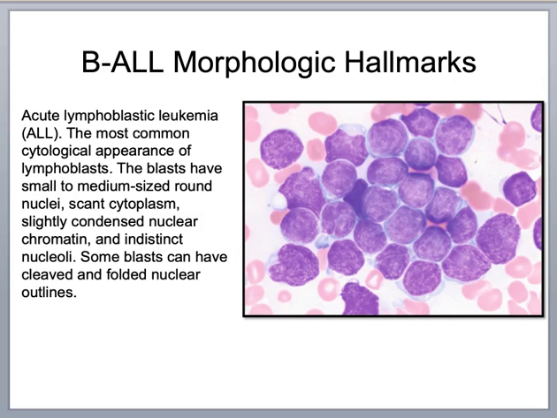So with B-ALL/LBL, the most common cytologic appearance of lymphoblasts is small to medium-sized cells with round nuclei. Notice that these blasts are a little bit smaller than AML blasts, maybe 3 times the size or so of surrounding red cells. They have scant cytoplasm. They shouldn't have granules, really. They have a more open chromatin pattern as compared with small mature lymphocytes, and they generally have indistinct nucleoli. Occasional blasts can have cleaved or folded nuclear outlines like you see in some of these cells.